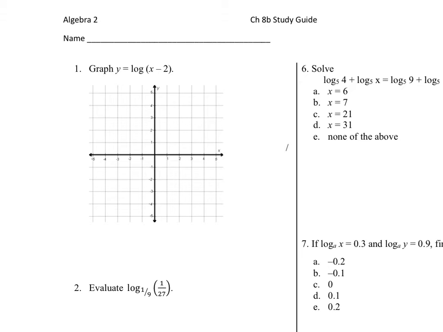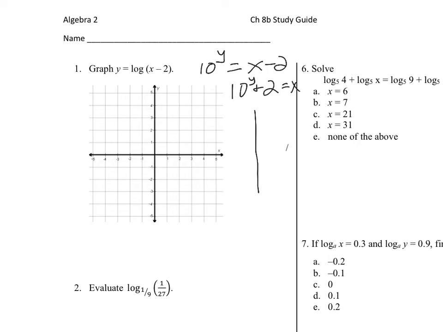Okay, we're working on the Chapter 8B study guide. And the first question is to graph x equals the log of x minus 2. So remember a few things as you're working on this one. First off, we rewrite using the definition. So it's this base to the outie, which is a y in this case, equals the innie, which is x minus 2. So I'm going to graph this by choosing my y values.